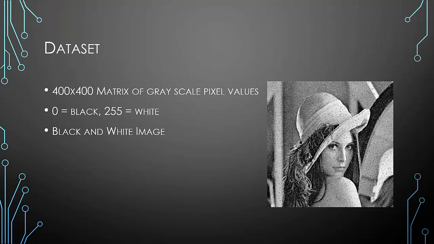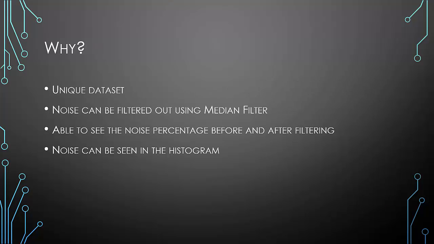The dataset I used is a 400 by 400 matrix of grayscale pixel values, which basically make the image on the right. The noise in the image is the little black and white dots you see all over the picture. The grayscale values are anywhere from 0 to 255, where 0 is black and 255 is white. I chose this dataset because it's unique.